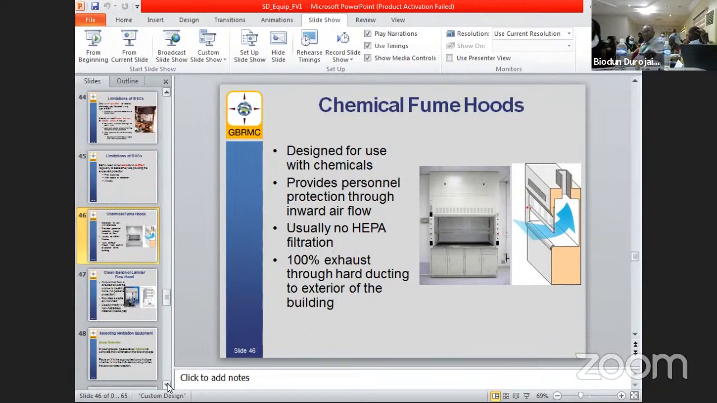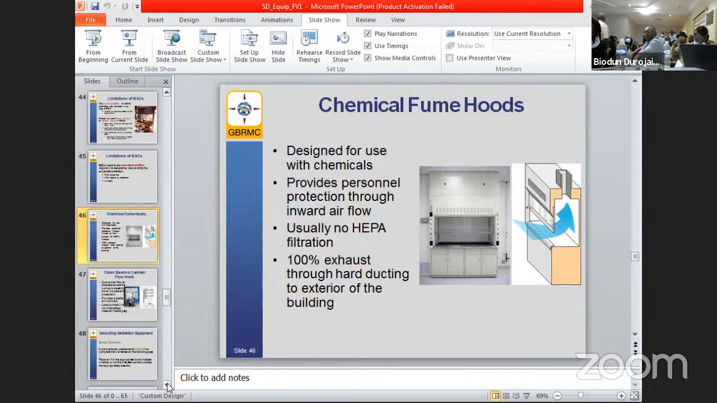So chemical fume hoods, where we work with our chemicals, are designed for use with chemicals, and provide personal protection through inward airflow, usually no HEPA filter. That's the bottom line, no HEPA filter. So 100% exhaust through hard ducting to the exterior. Yes, there's ducting to the exterior, but there's no HEPA filter. So the gases just find their way.